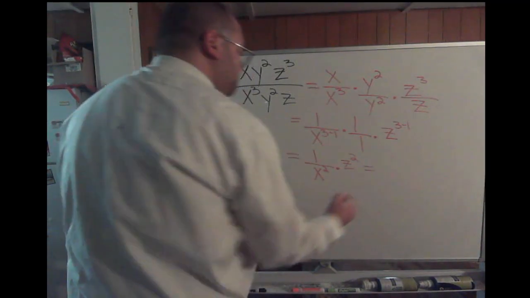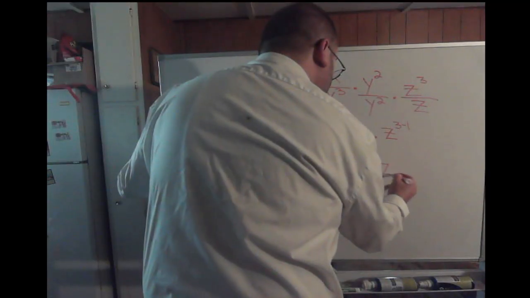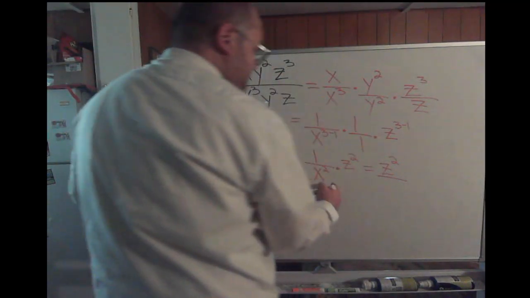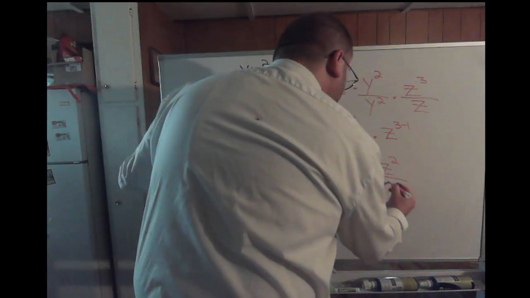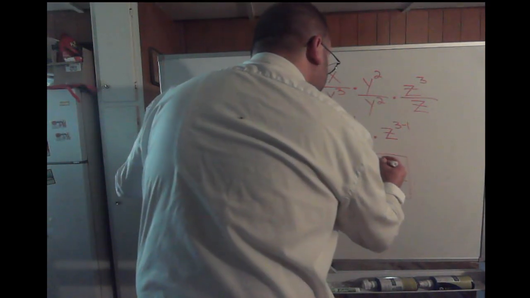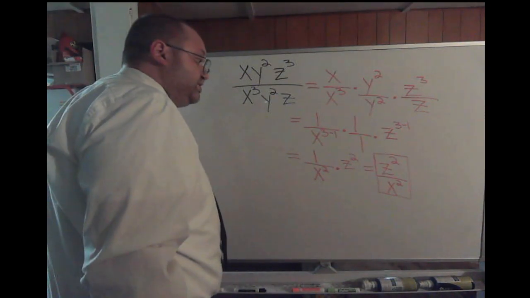Now all you got to do is multiply your numerators. You'll have 1 times z squared, that's just simply z squared, over your denominator of x squared. So the answer you should get for this would be z squared over x squared. That should be the answer you get.